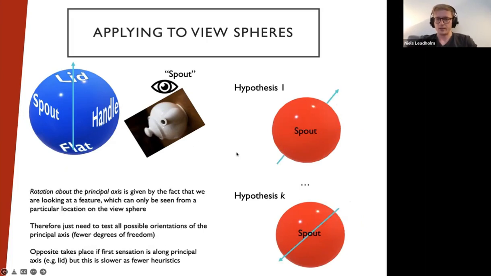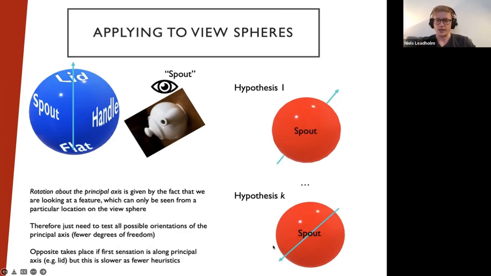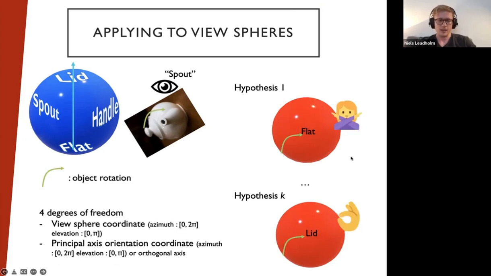In this example, you first feel its spout and you have, for example, these two hypotheses, and then you rotate the object like that. With one hypothesis, you then see flat, which is inconsistent with the other hypothesis. You see the lid, and so you know that principal axis was the correct one. It's just the standard idea.